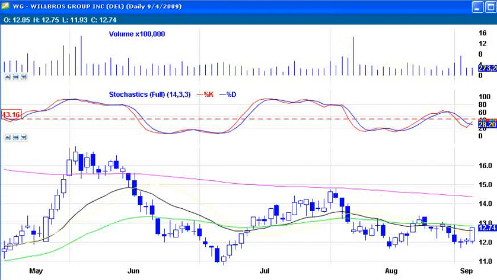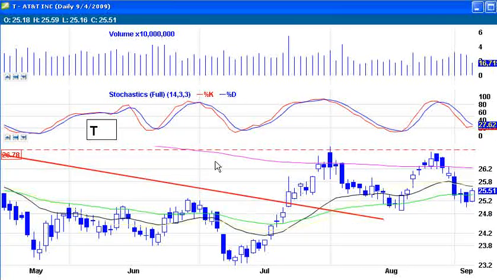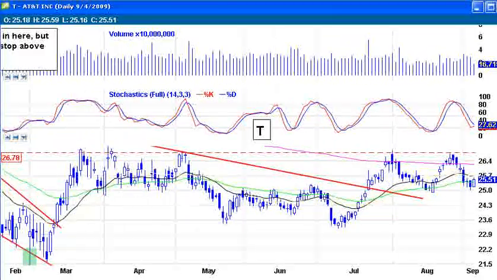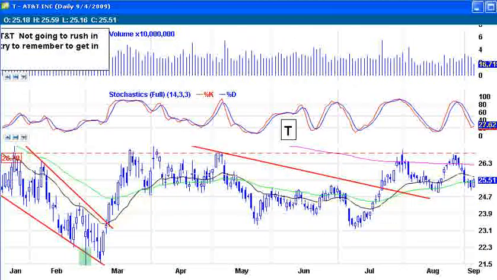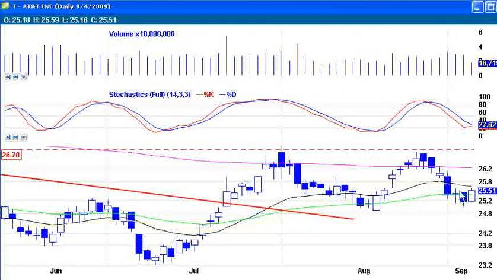And another great setup here, AT&T. Now if we zoom out here, you can see that 200 period moving average really goes back far. So the farther it goes back, the farther you can see it being tested, and now we tested it twice, pulled back. This is a great setup on AT&T. I'm going to give you some other good setups.